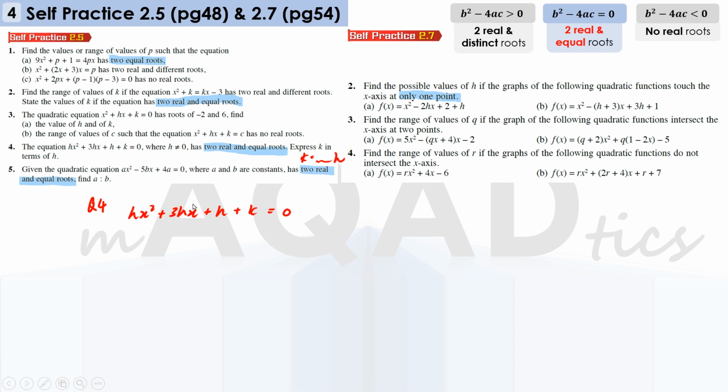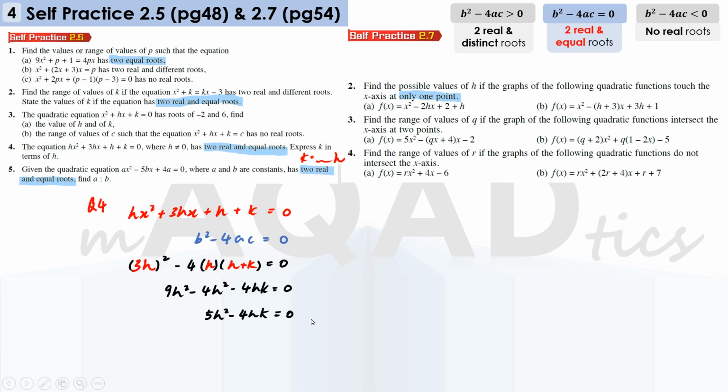Let's find the values of a, b, and c first. So a is h, b is 3h, c is h plus k. Once we substitute, you will find this expression. Since we need to leave k on the left side, this one we need to move to the right side, which is negative 5h squared. This one we divide and move to the right side as well. Once you simplify, you will get 5/4 h.